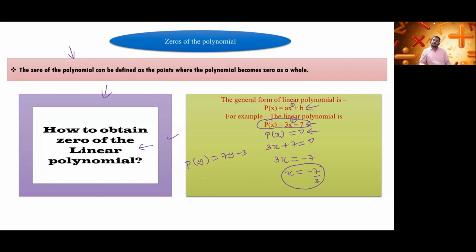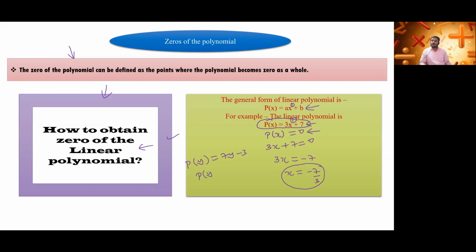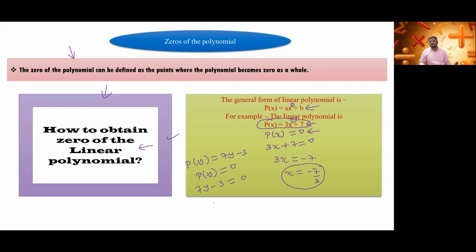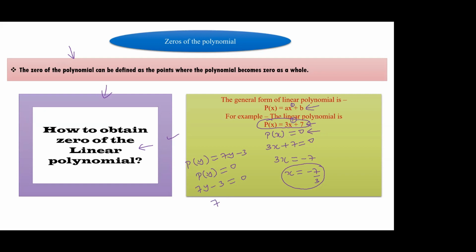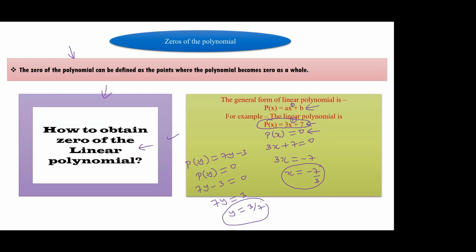What we will do? First, we will equate the polynomial with 0. That means p of y will be equal to 0. Okay, go ahead. Sir, first there will be 7y minus 3 equal to 0. Okay. Then there will be 7y is equal to 3. Correct. After that, y is equal to 3 upon 7.